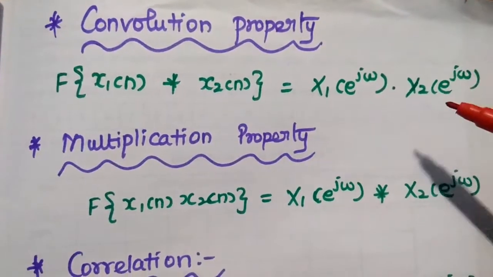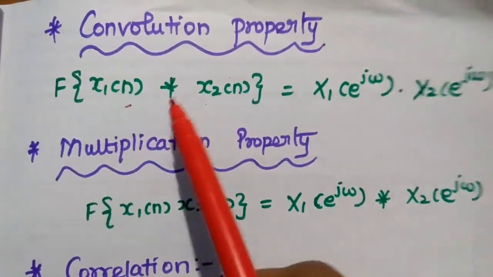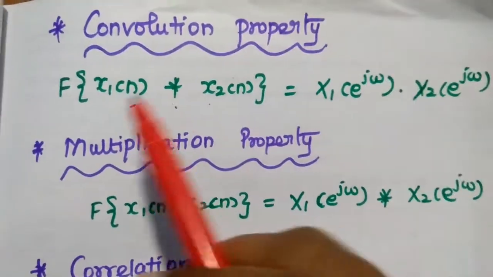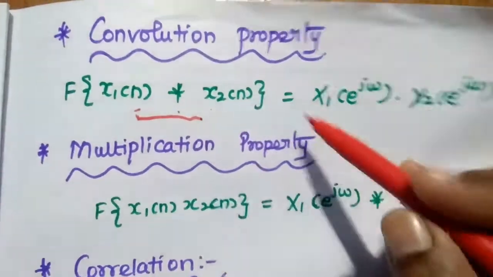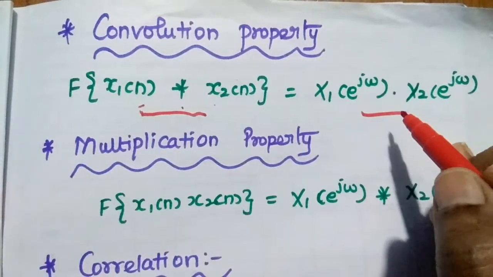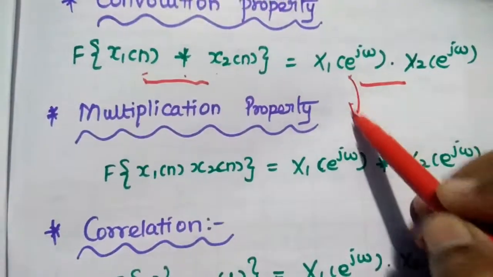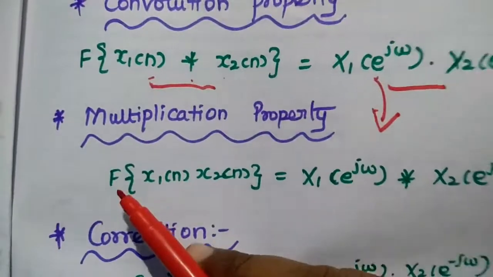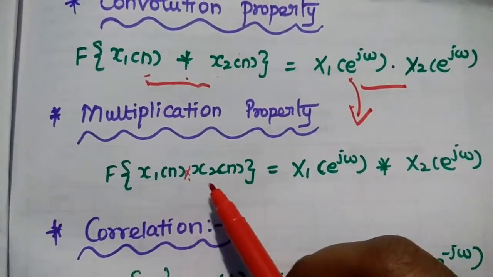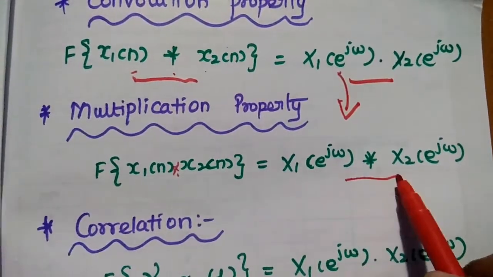Next one is the convolution property, that is, the Fourier transform of the convolution of two signals results in the multiplication of their transforms. So convolving in the time domain results in multiplication in the frequency domain. This is called the convolution property. The multiplication property is vice versa. If I take the Fourier transform of the multiplication of two signals x1 of n and x2 of n, that results in convolution in the frequency domain.